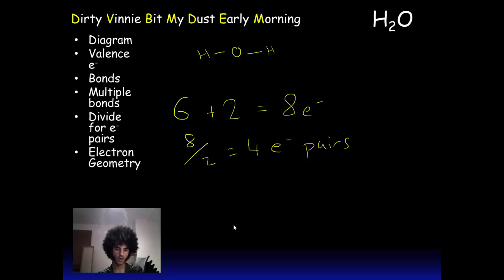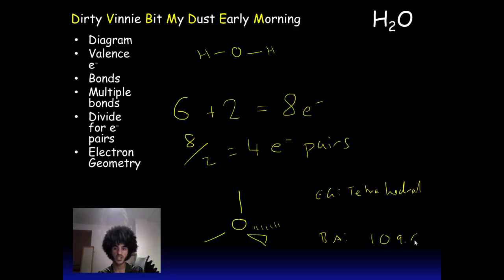So if I draw my oxygen here, and I've got 4 electron pairs, so it's going to be 1, 2, 3, and 4. And I can see already that I'm going to have a tetrahedral arrangement, so my electron geometry is tetrahedral. If you're getting good at this, you can also do the bond angle as you go along. You know it's going to be around 109.5. The question is, is it going to be smaller than that, and by how much?